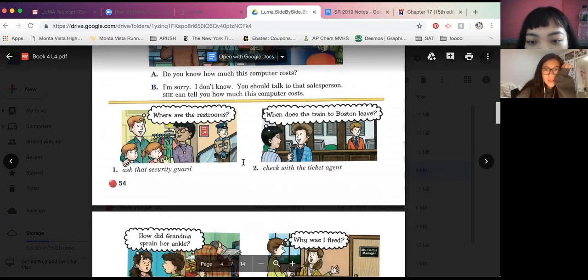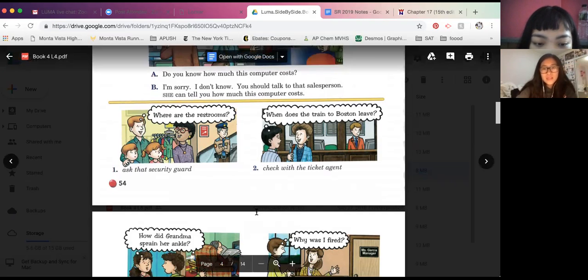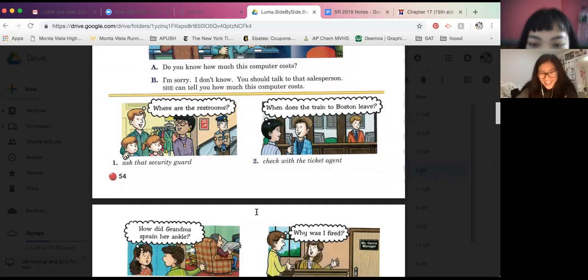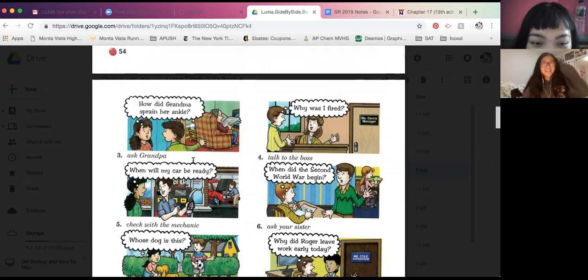And next one. Do you know when the train to Boston leaves? I'm sorry, I don't know. You should go check with the ticket agent. She can tell you when the train to Boston leaves. Or he, that's a he. Okay. Do you know how Grandma sprained her ankle? I'm sorry, I don't know. You can ask Grandpa. He can tell you how he sprained his ankle.